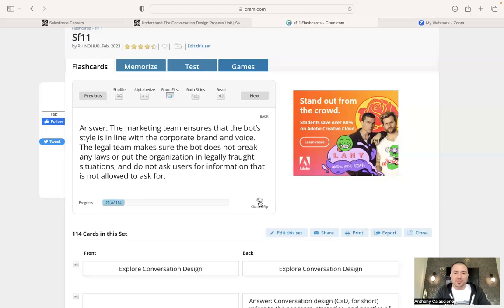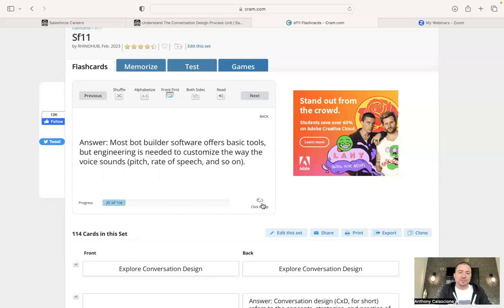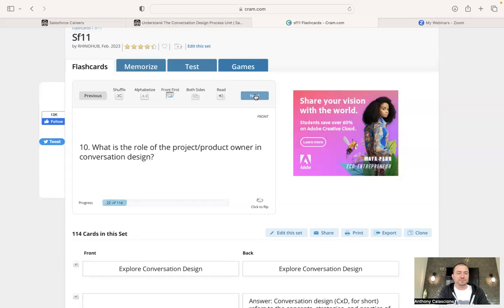The legal team makes sure that the bot does not break any laws or put the organization in legally fraught situations, and does not ask users for information they are not allowed to ask for. What is the role of the engineering team in conversation design? Most bot builder software offers basic tools, but engineering is needed to customize the way the voice sounds, pitch, rate of speech, and so on.